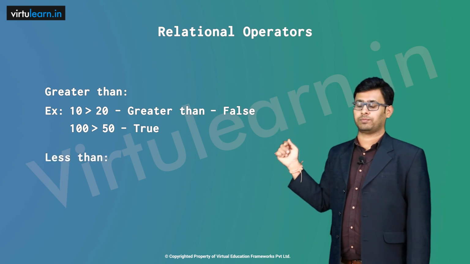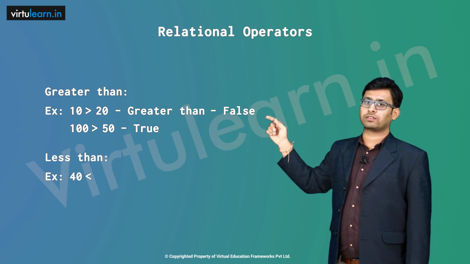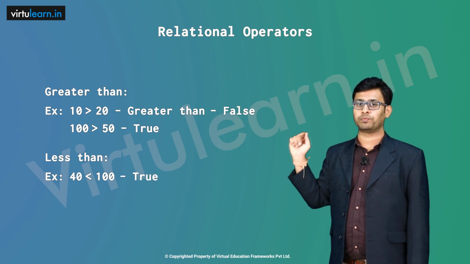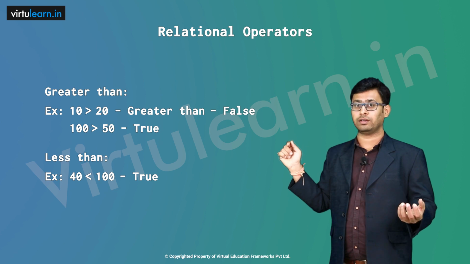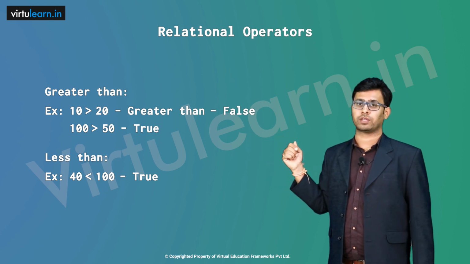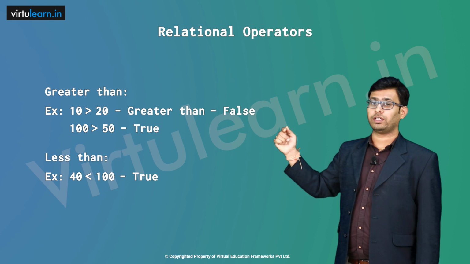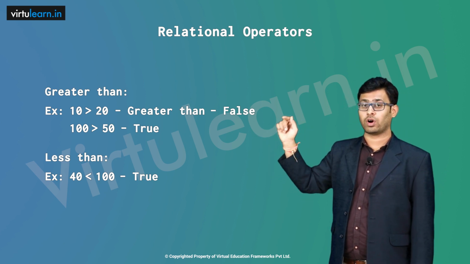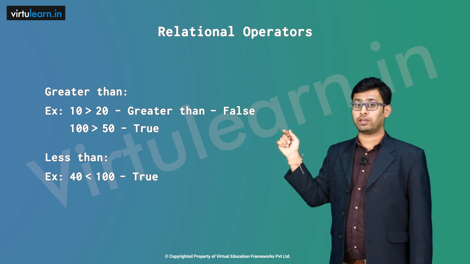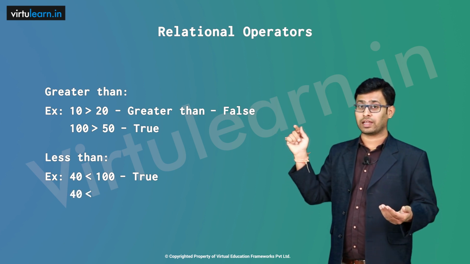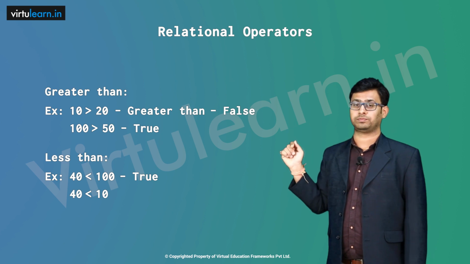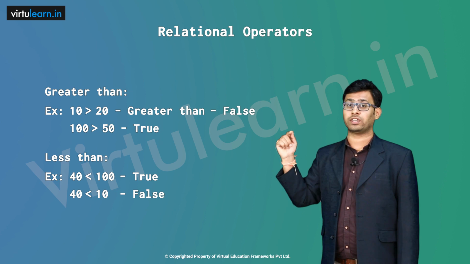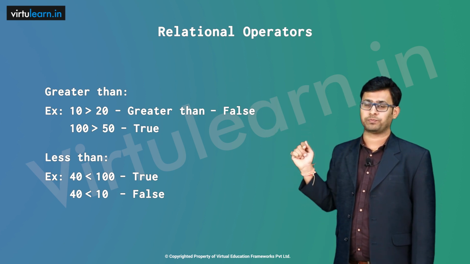Next, less than. 40 less than 100. The result is true, as 40 is less than 100. If I say 40 is greater than 100, then it is false. Now if I say 40 is less than 10, then it is false, as 40 is actually greater than 10.